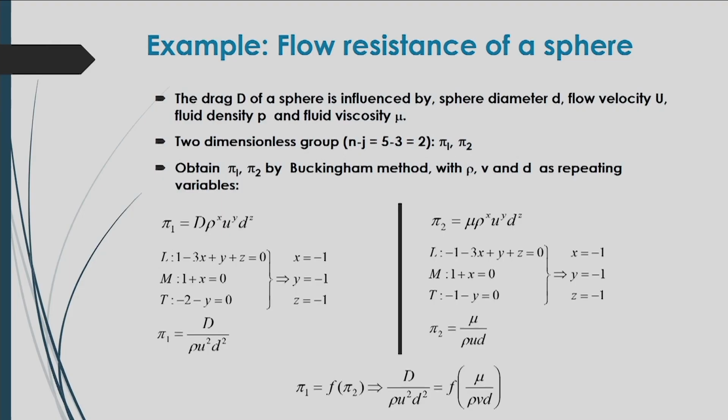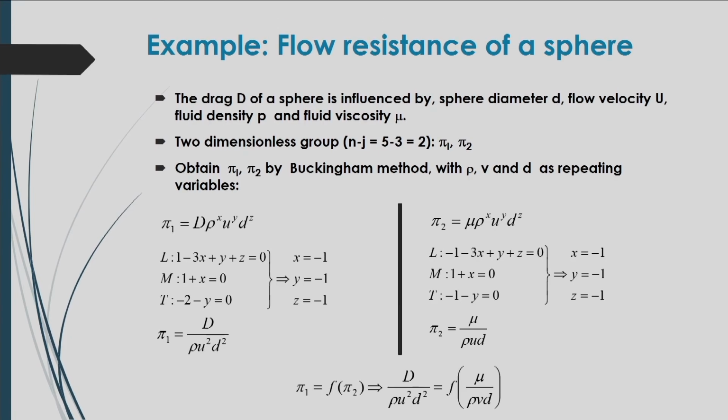So, that drag force of the sphere depends on the diameter of the sphere, the velocity of the fluid, and the physical properties like density and viscosity of the fluid. Now, in this case how many variables are there? We can say drag, spherical diameter, flow velocity, density and viscosity, total 5.